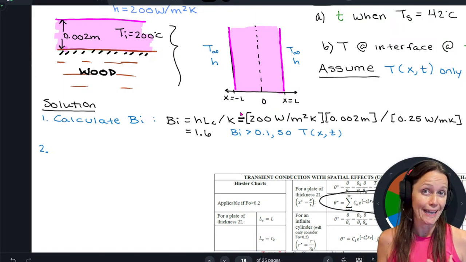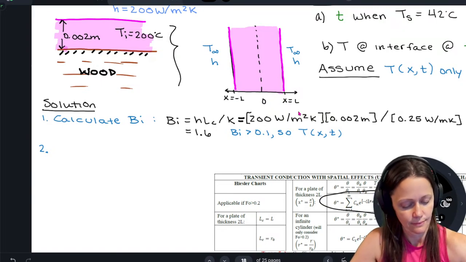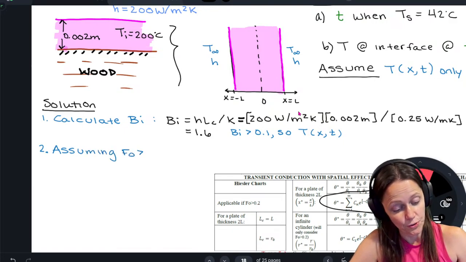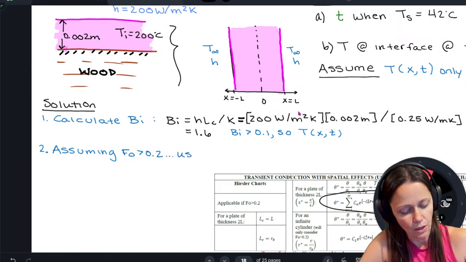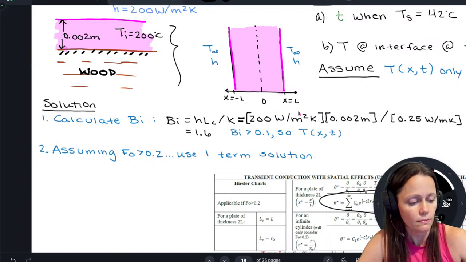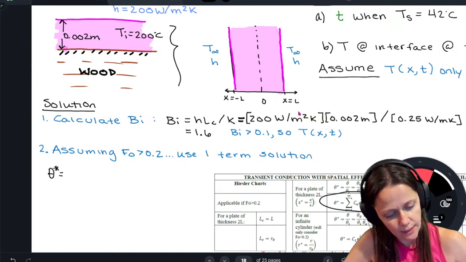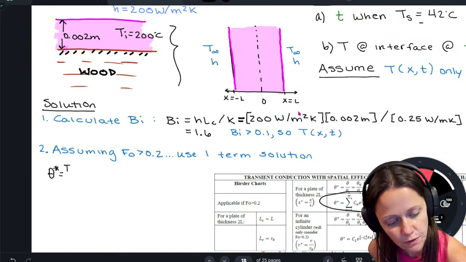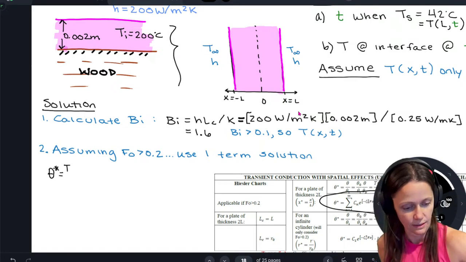Again, I don't know the time, so I cannot calculate the Fourier number yet. However, what I can do is assume that the Fourier number is greater than 0.2, and then I'll go back and verify that later. Assuming that, I'm going to use the one term solution. So I'm going to need to get theta star, which is the temperature at the position and time that I'm interested in.